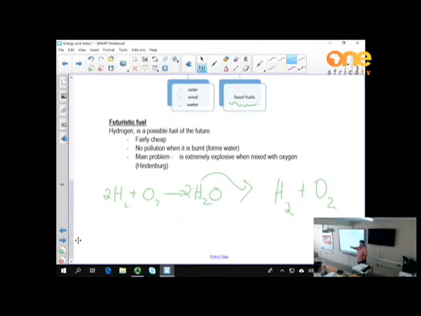Why can they use it in outer space? It's rocket fuel in outer space. Why? There is no oxygen. Here on Earth, if I have a hydrogen tank and it springs a leak, what happened to the Hindenburg airship? It exploded when it came to dock because the hydrogen balloon leaked some hydrogen. And at the docking, there was a spark, and when hydrogen is mixed with oxygen, it forms an incredibly explosive mixture, which is very dangerous.